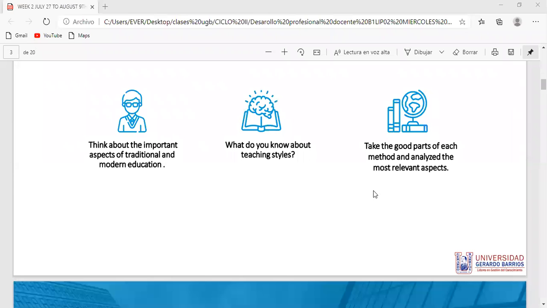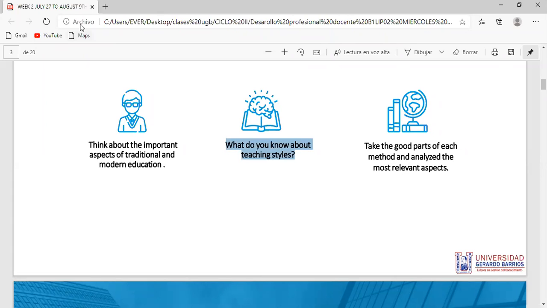So here we have three aspects. Number one, you're going to think about the important aspects of traditional and modern education, right? Well, here we have a question. What do you know about teaching style? And take the good parts of each method and analyze the most relevant aspects, right? This is like the reflection part. Now, I would like to focus your attention on this question. What do you know about teaching styles?